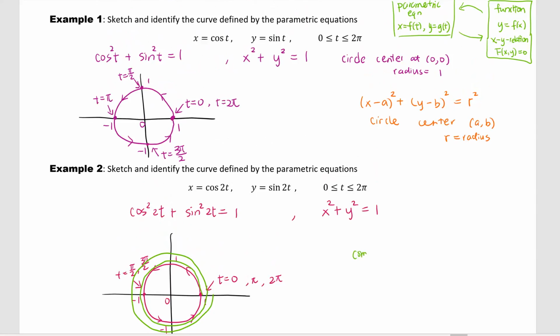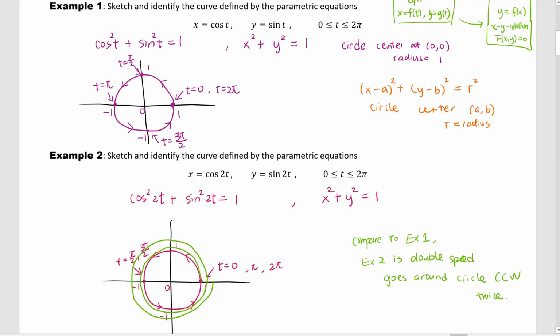Compared to example 1, example 2 is double speed, and it goes around the circle twice. This is counterclockwise and twice. So far, so good, everybody. Okay, so there are still examples about given the parametric equation, how do we find the xy relation?